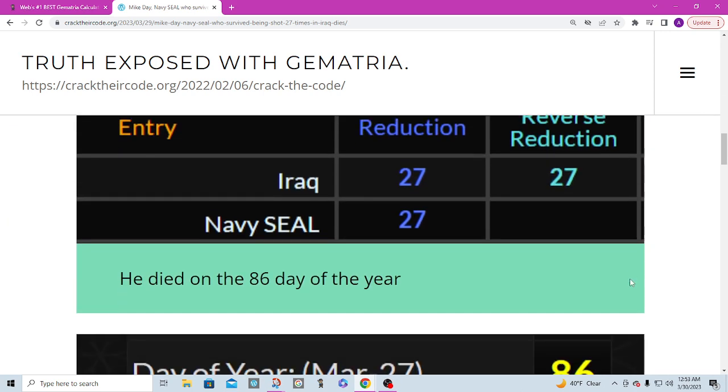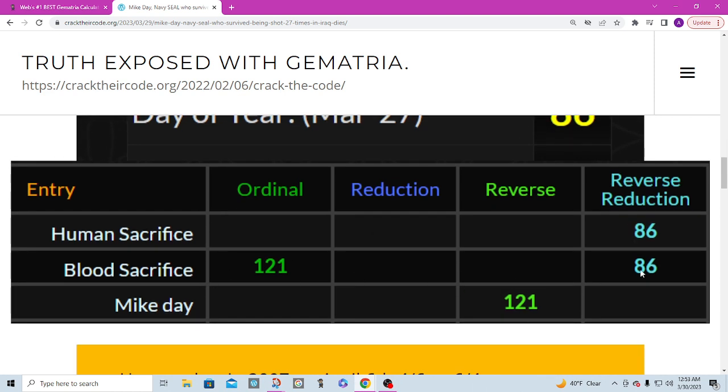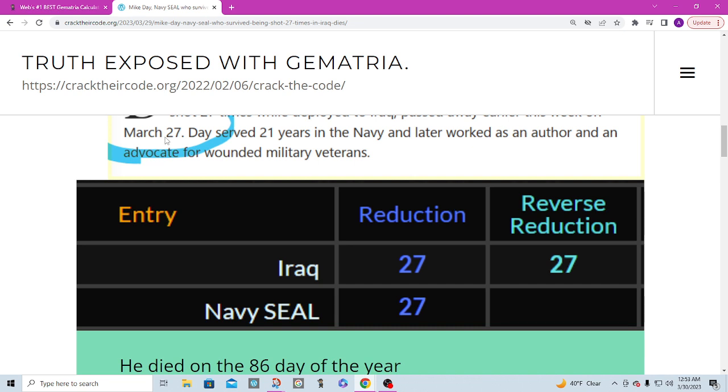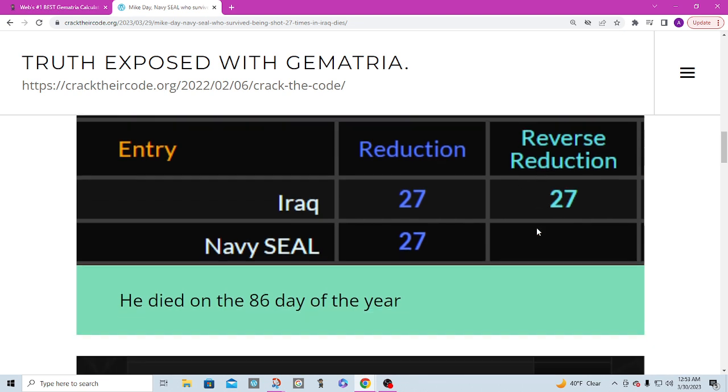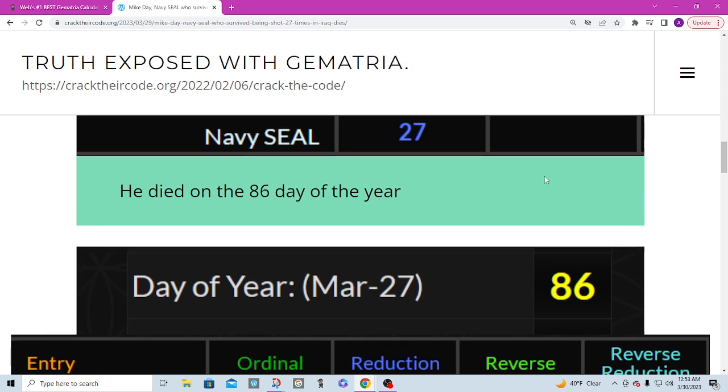Like, what's the chances, y'all? He actually died on the 86th day of the year. You know, that day that we were looking for some blood and human sacrifices. And look, his name is 121. And then they put this big 27, shot 27 times, dead on the 27th. Shot in Iraq 27 times. He's a Navy SEAL, 27.